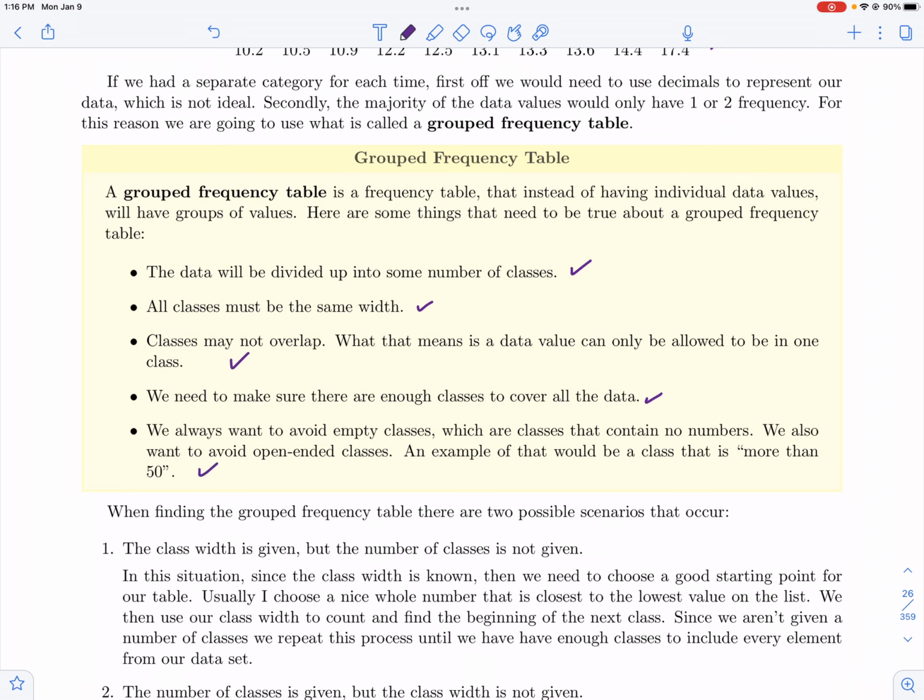Now, sometimes, depending on how spread out the data is, we may end up with an empty class in the middle, but we definitely don't want to start with an empty class, and we don't want to end with an empty class, because those would not have been necessary. But if our data is really spread out weird, it is possible we could have a class in the middle that is 0, and that's okay. We don't want to eliminate that one.